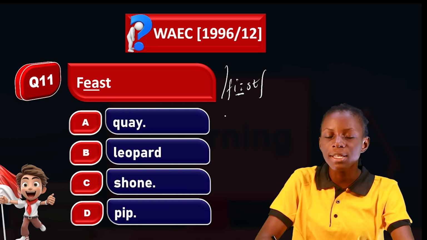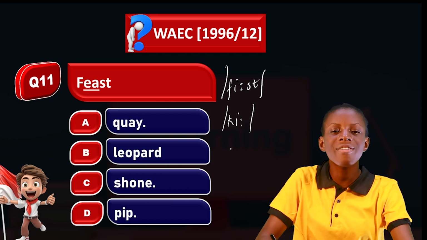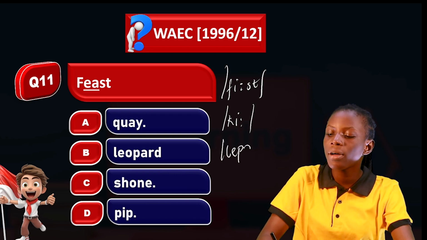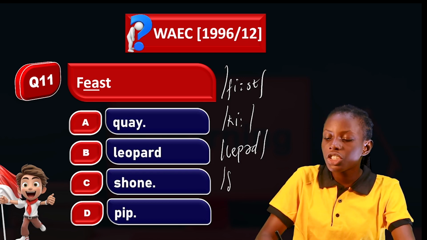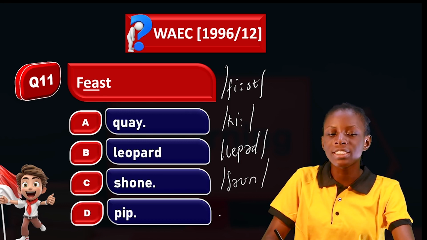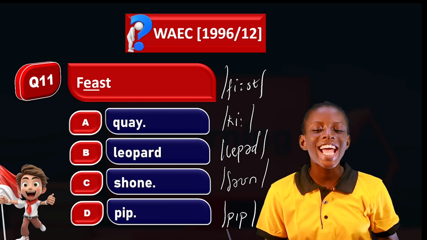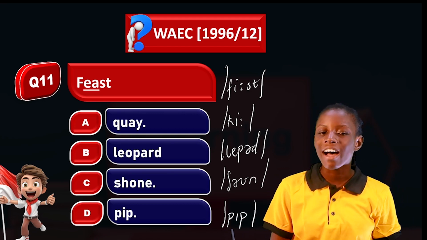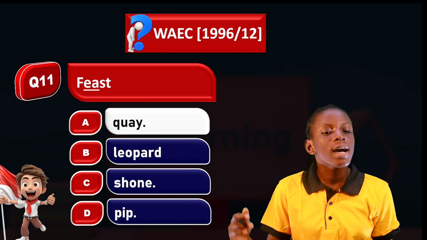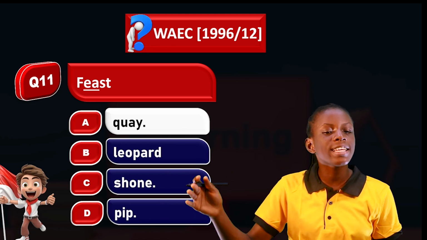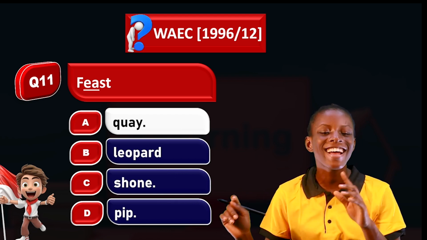Option A is key, with the long E sound. Option B is leopard, and option C is shorn. Option D is peep, with the long E sound. So having transcribed, what is our answer? It is clearly option A, key. This E sound is found in these two words, making option A our answer.